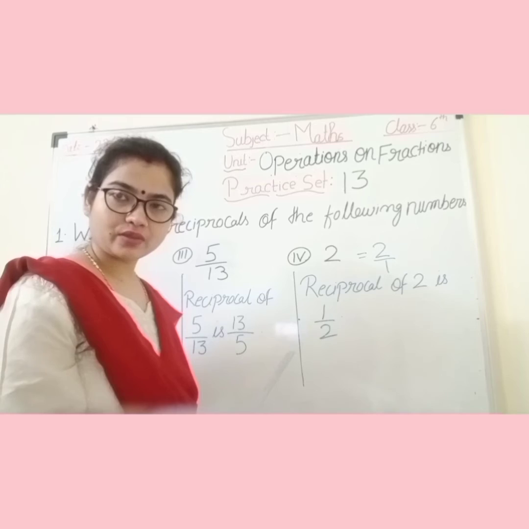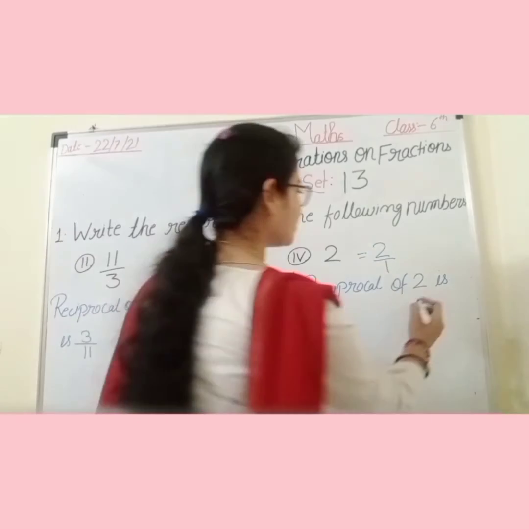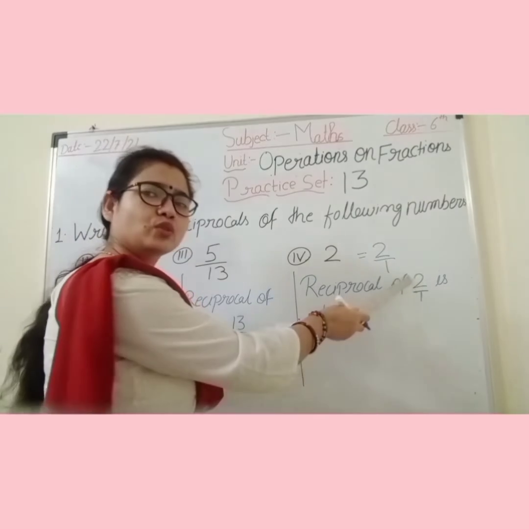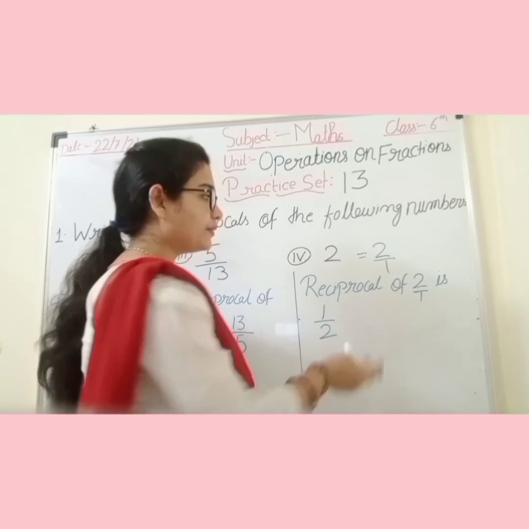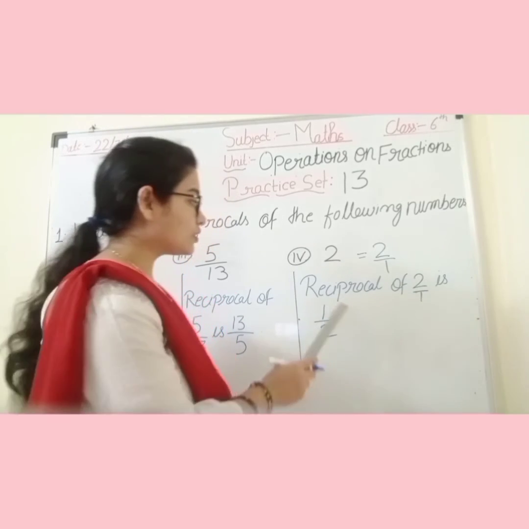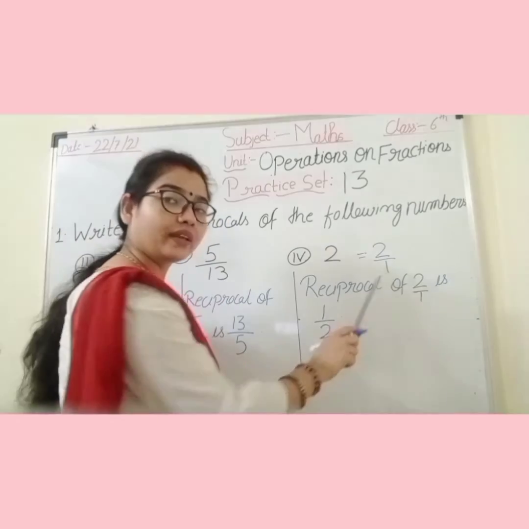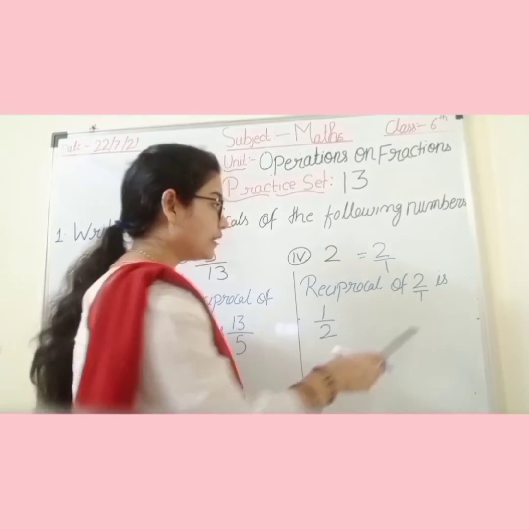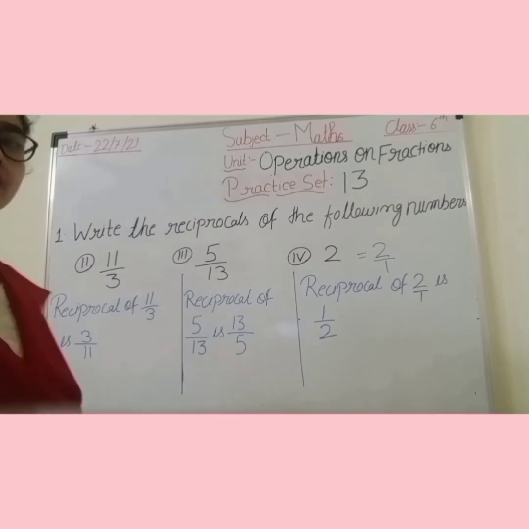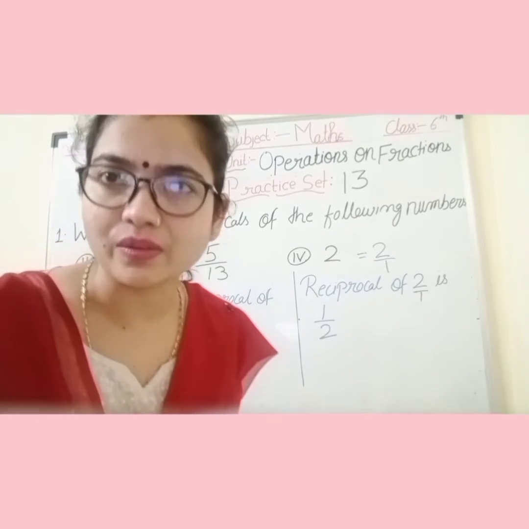Getting it, student? If you want to write it in this form, you can write it like this also. Means if you are writing 2, then also it is okay. If you are writing 2 by 1, then also it is okay. Both are the same thing. So the reciprocal of 2 or 2 by 1 is 1 by 2. Got it, student? I hope it is clear to all of you.